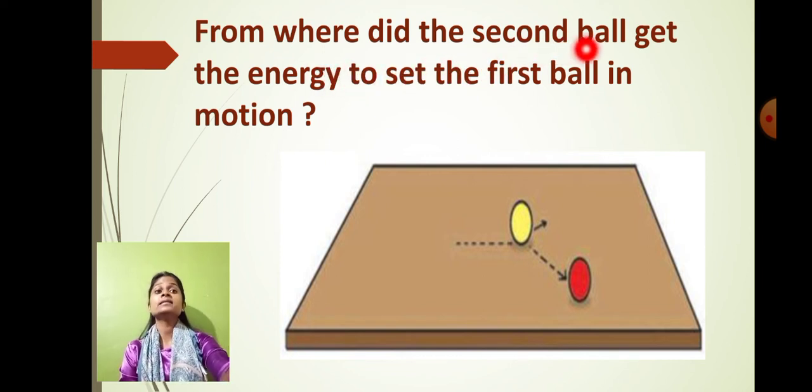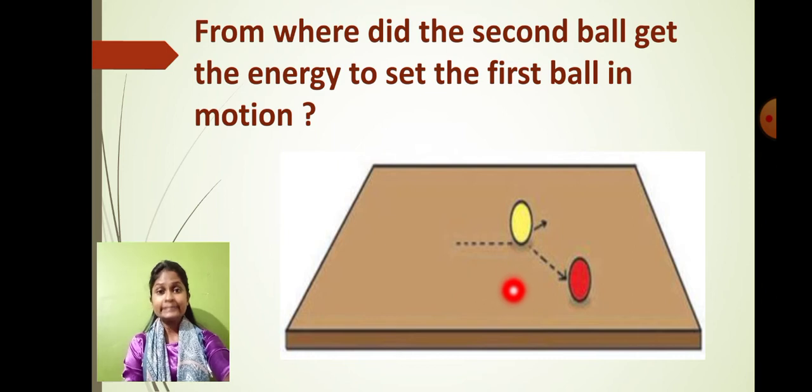From where did the second ball get the energy to set the first ball into motion? Why did the second ball move here? May I know what type of energy this red ball received from the yellow ball, and because of that this red ball went into motion? Any guesses which type of energy is involved in this?